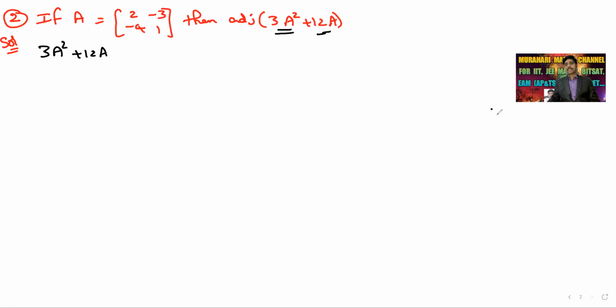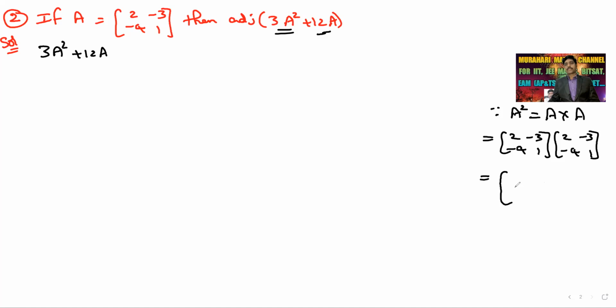So first, what is A square? A square is equal to A into A. So what is A given? [[2, -3], [-4, 1]] into [[2, -3], [-4, 1]]. First row multiply with first column: 4 plus 12, 16. First row second column: -6 minus 3, -9. Second row first column: -12. Second row second column it will be 13.